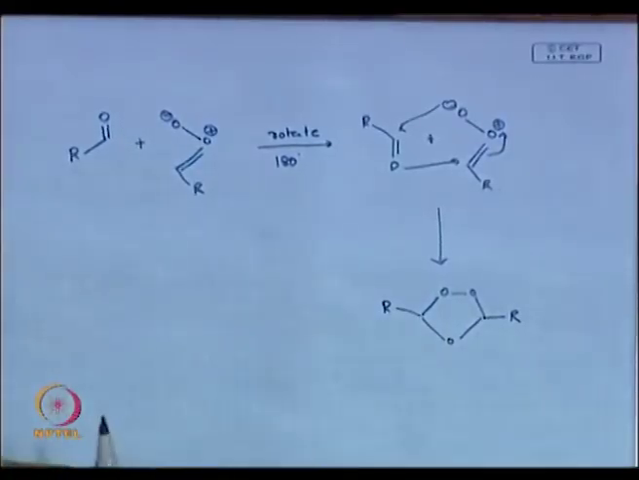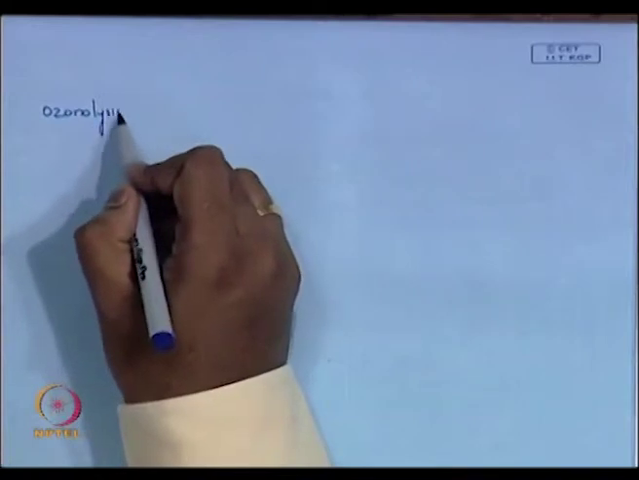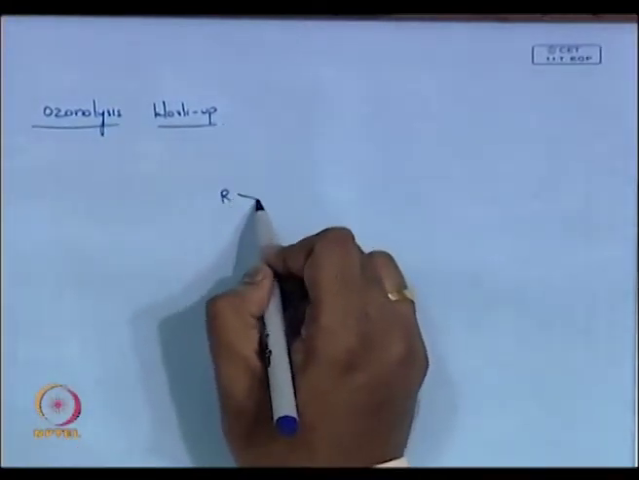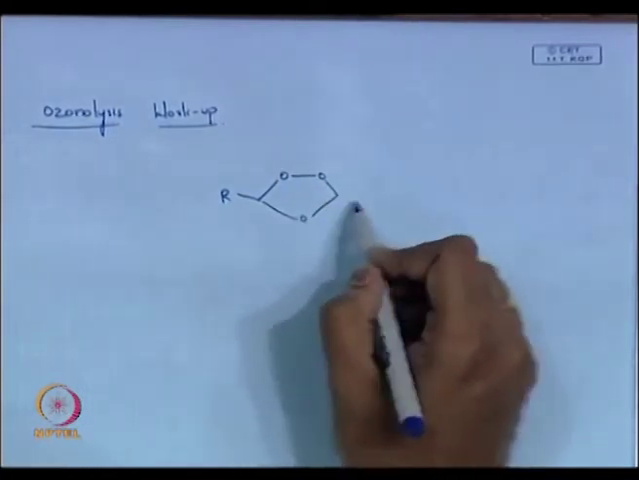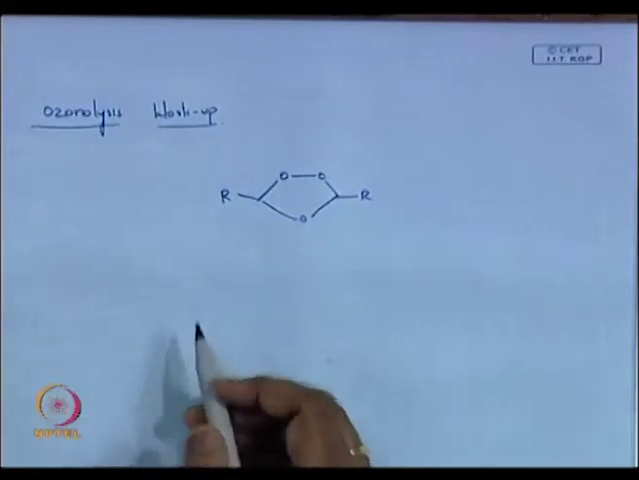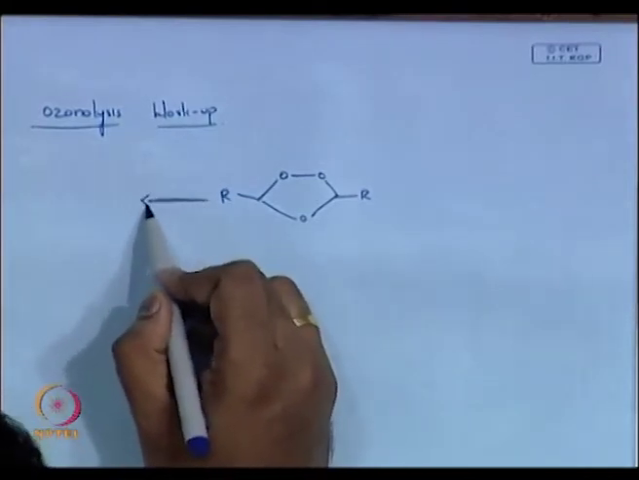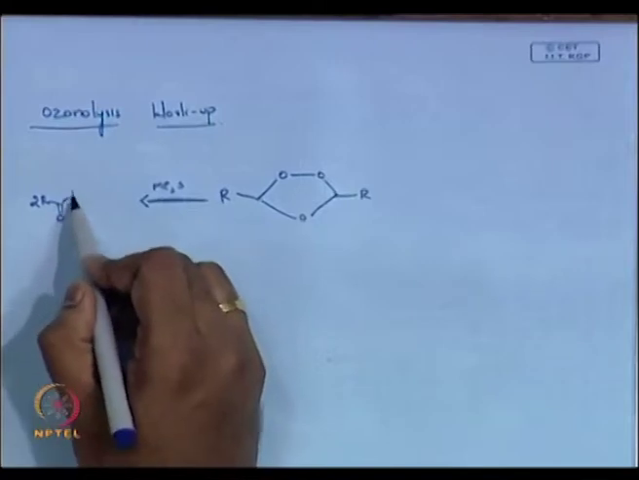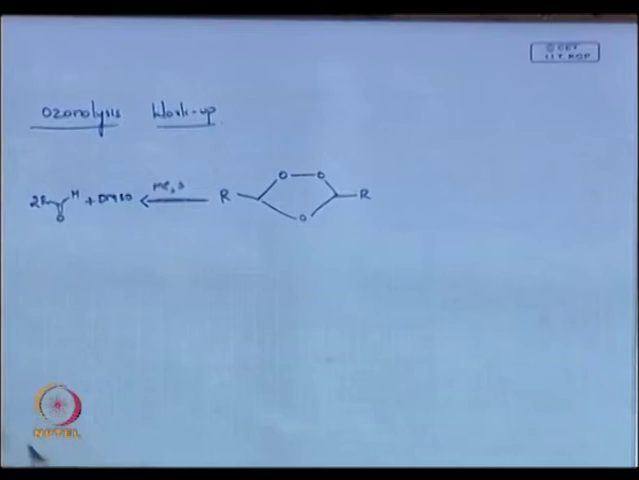Now, after making this type of ozonide, the ozonolysis workup is much more interesting, because that is not your product. How do you work up ozonolysis normally? Let's study that. I can use dimethyl sulfide to work it up. So I will get 2 aldehydes, and I will get my DMSO.